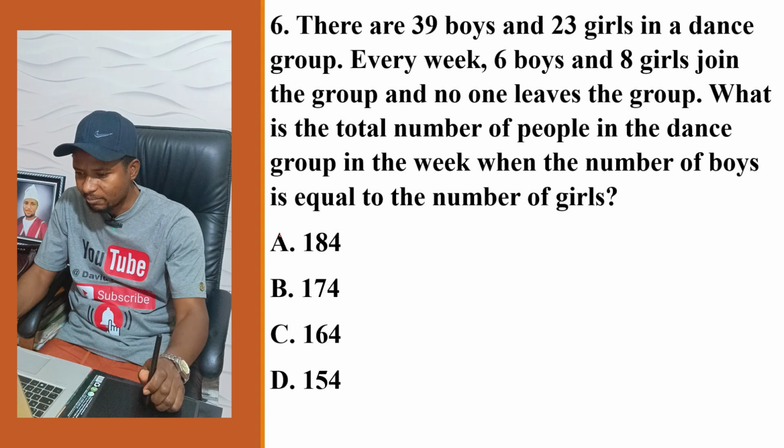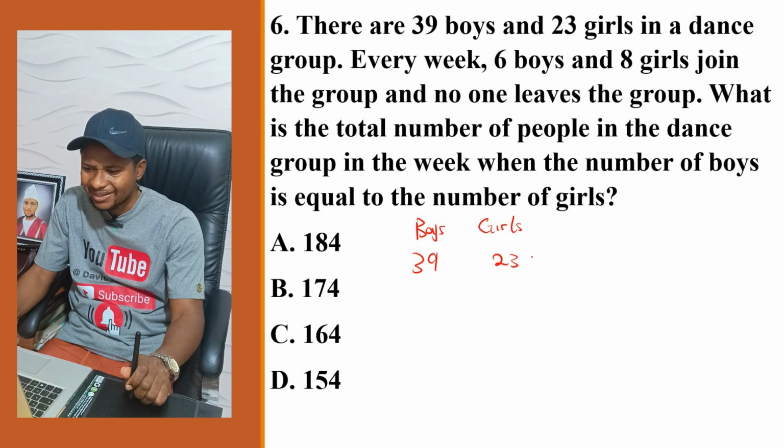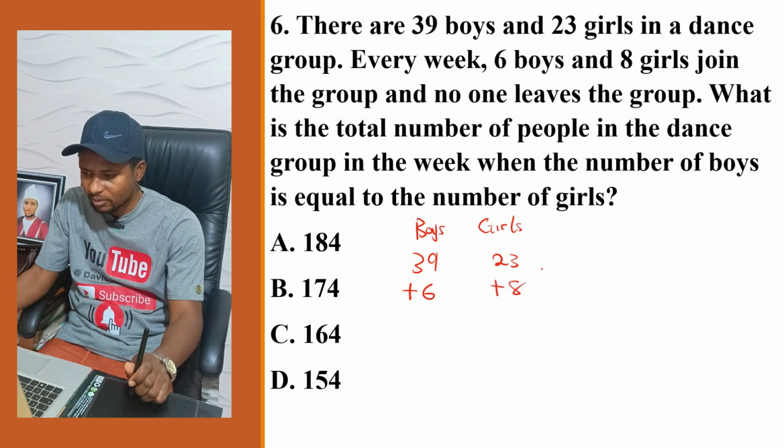We have 39 boys, so the number of boys is 39, and we have 23 girls in a dance group. Every week we have 6 additional boys, and every week we have 8 additional girls who join the group, and no one leaves the group. So the question: what is the total number of people in the dance group in the week? This happened in 1 week. We don't know the week, so let's put W.